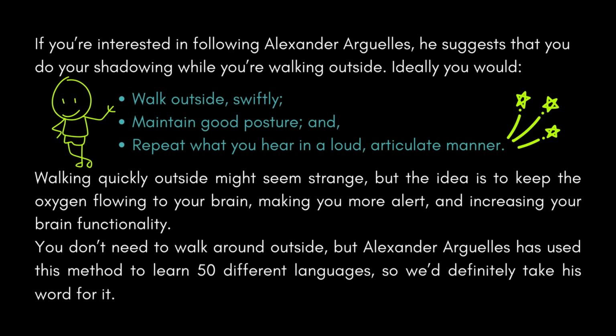If you're interested in following Alexander Arguelles, he suggests that you do your shadowing while you're walking outside. Ideally, you would walk outside swiftly, maintain good posture, and repeat what you hear in a loud, articulate manner. Walking quickly outside might seem strange, but the idea is to keep the oxygen flowing to your brain, making you more alert and increasing your brain functionality.